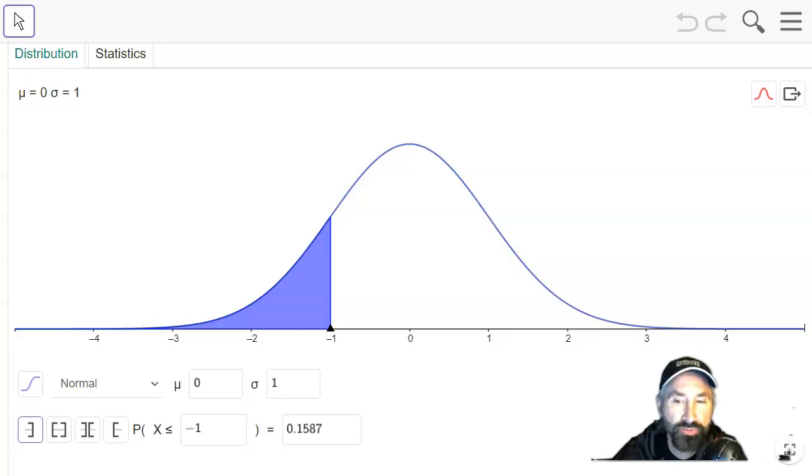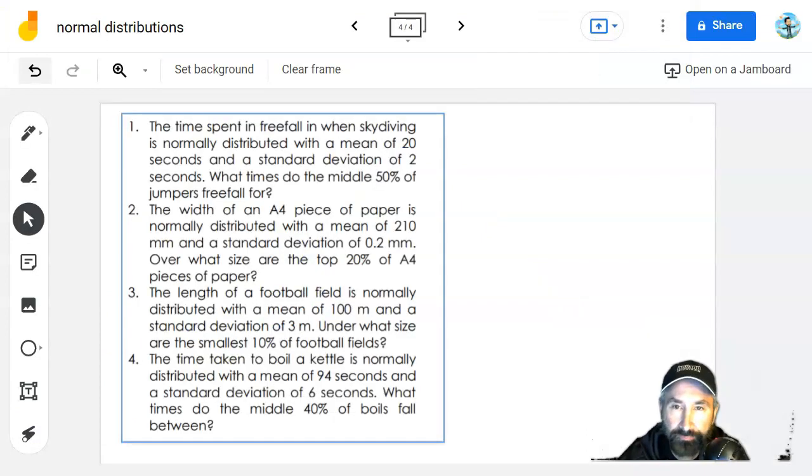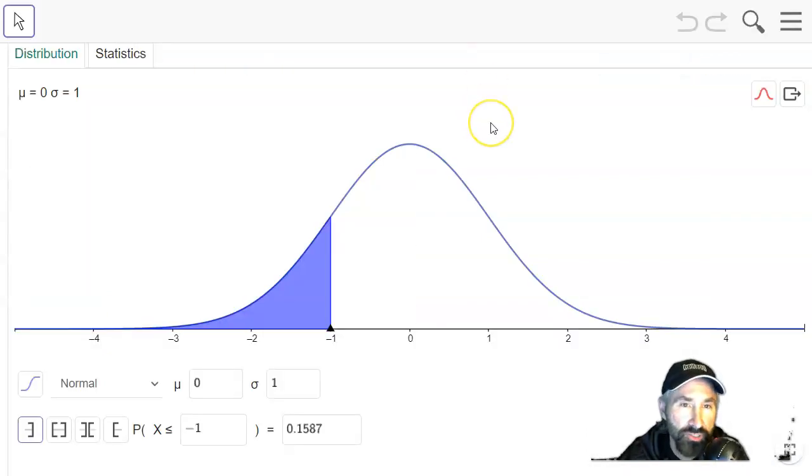I wanted to show you how to use some software in order to take a percent related to a normal calculation problem and convert it into a z-score or an x value. So let's give this a try. Let's try it out with a problem. First, we're going to use GeoGebra, and again, I'll provide you with a link that you can use to get to this normal calculator in GeoGebra.